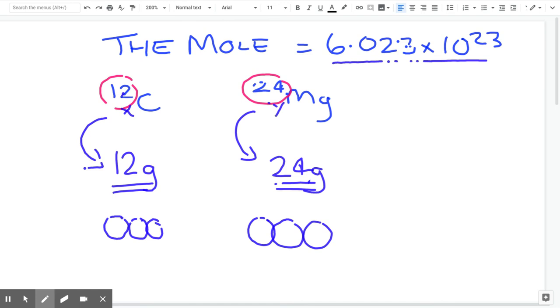Okay, so one more time. 12 grams of carbon contains a set number of atoms in it. 24 grams of magnesium also contains a set number of atoms in it. That number of atoms is the same for both cases, and that is the mole. It is a number, it is a comparable number, and the way we measure a mole is by weighing out the mass number of a specific element, specific isotope of a specific element.